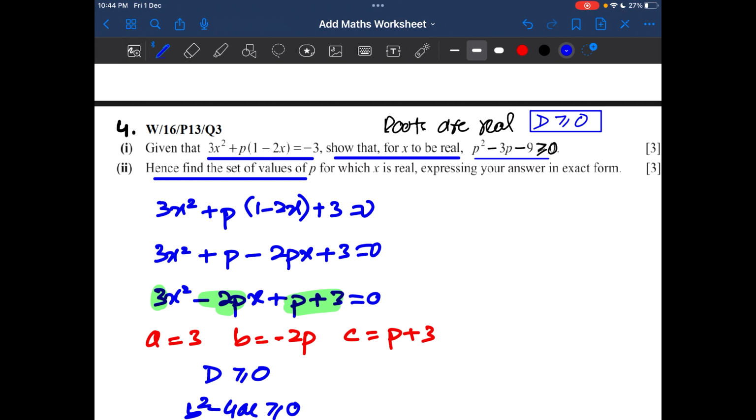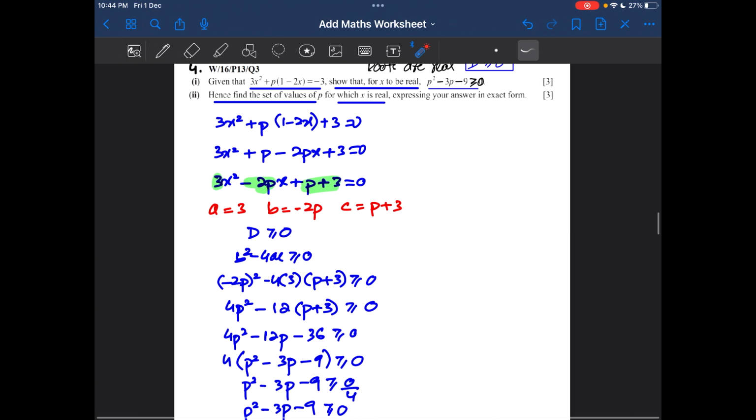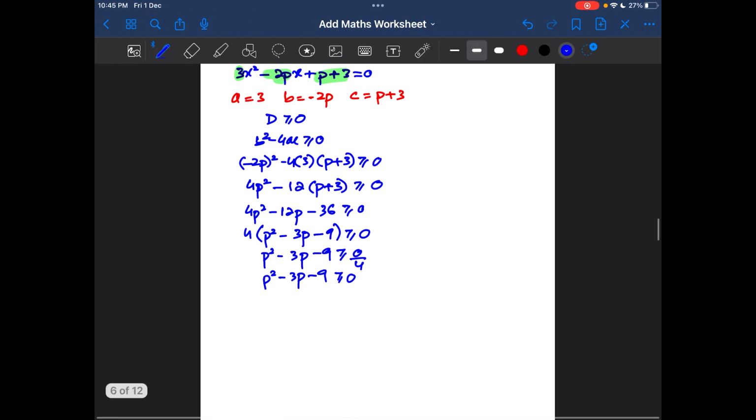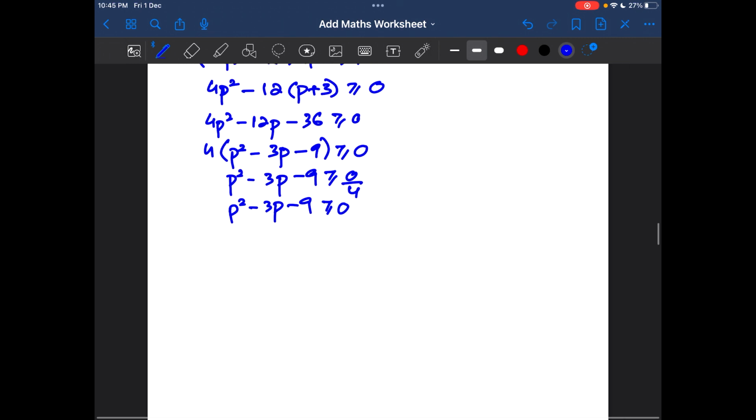So x is real, we need to find out the set of values of p. By considering x is real, we got the equation in terms of p here from part 1. So I'm going to focus on the part 1 equation and solve it. p squared minus 3p minus 9 is greater than or equal to 0. Let's just put it equal to 0 for the time being to find out the value of p for now.